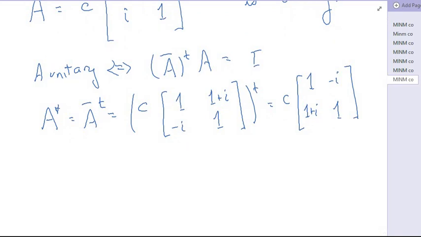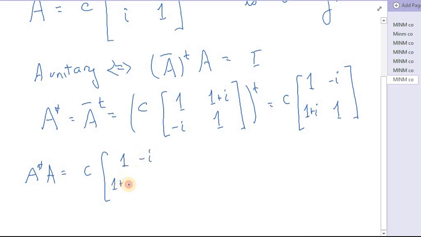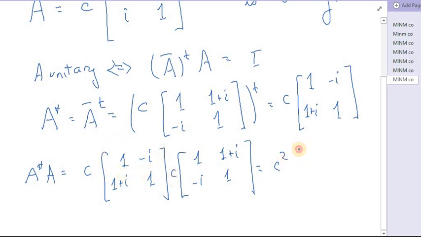Okay. So we've got A star A. That's going to be equal to, well, A star is this one here, C times 1 minus I, 1 plus I, and 1. And A was C times, what was it? 1 plus I, minus I, and 1 like that. All right, so when we multiply this out, we're going to get equals C. Well, remember that the C's can be taken out front, so that becomes a C squared.